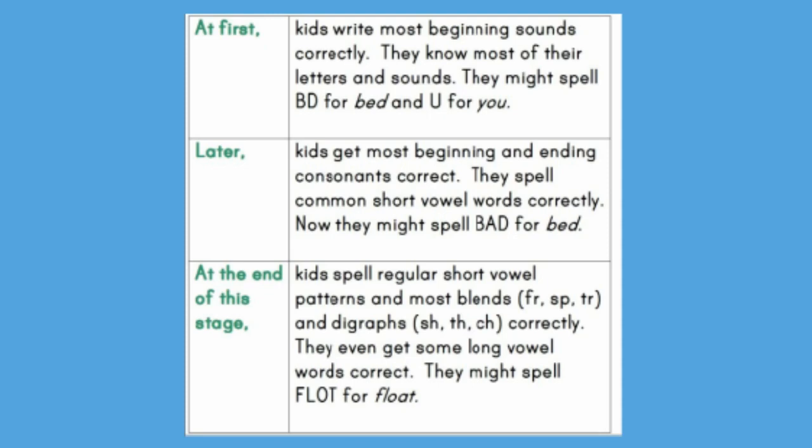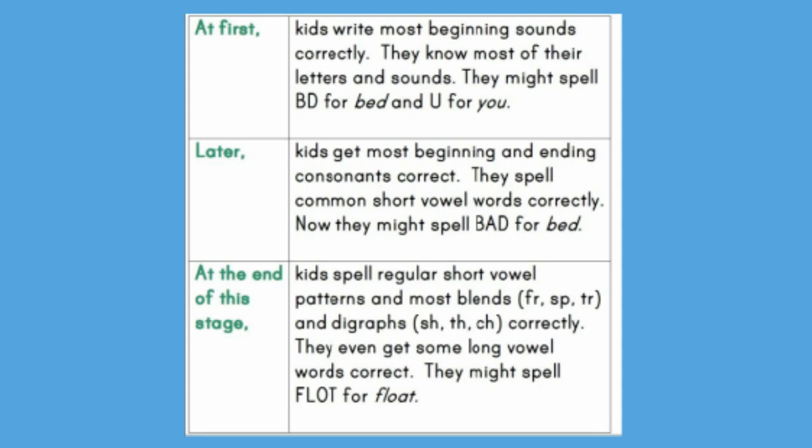So at the beginning of this stage, kids write mostly beginning sounds correctly. They know most of their letters and sounds. They might spell BD for bed and U for you. Later, kids get mostly beginning and ending consonants correctly. They spell common short vowel words correctly. Now they might spell BAD for BED.